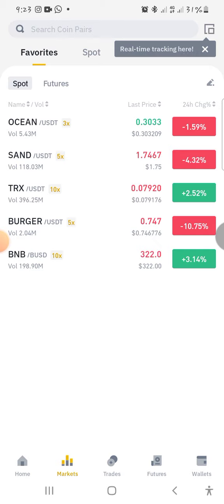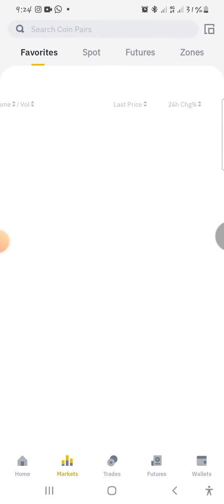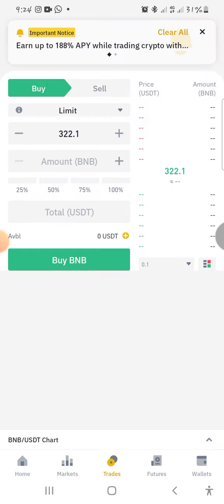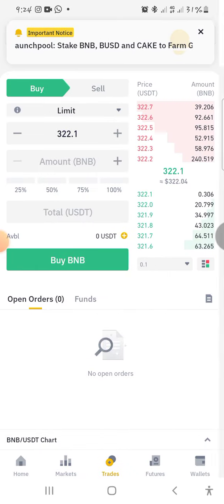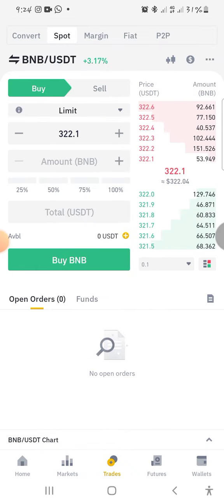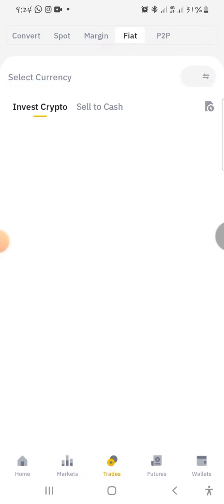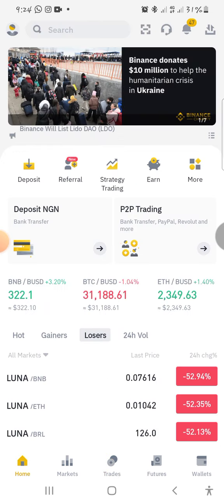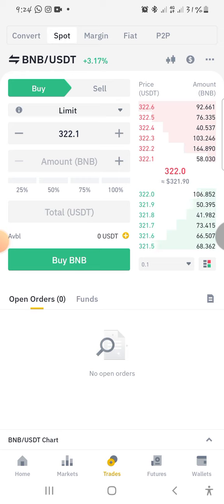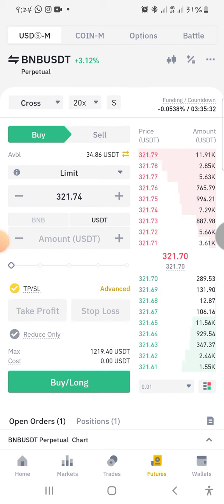Market also, this is for spot, for those that are trading spot, if you want to buy or sell, this is it. Same thing here. You have spot, you have margin, you have fiat, you have P2P. So if you don't use the home screen, you can always come here to navigate. The last thing I'll be talking about is futures. Okay, so this is futures, and I'll be explaining everything over and over again.